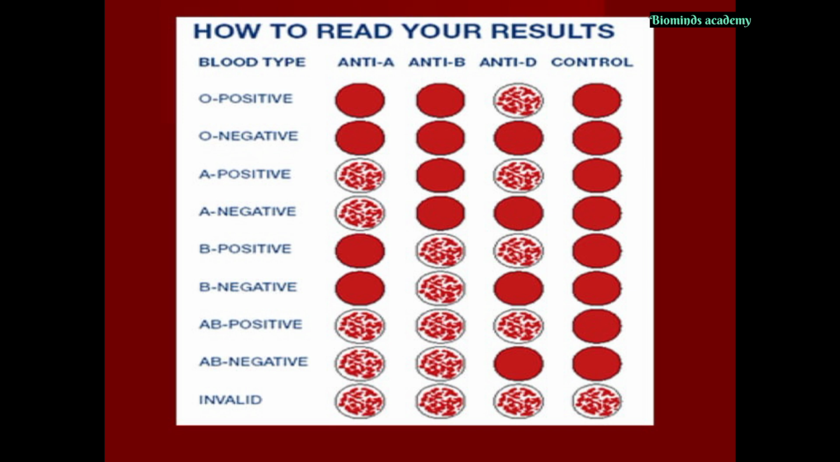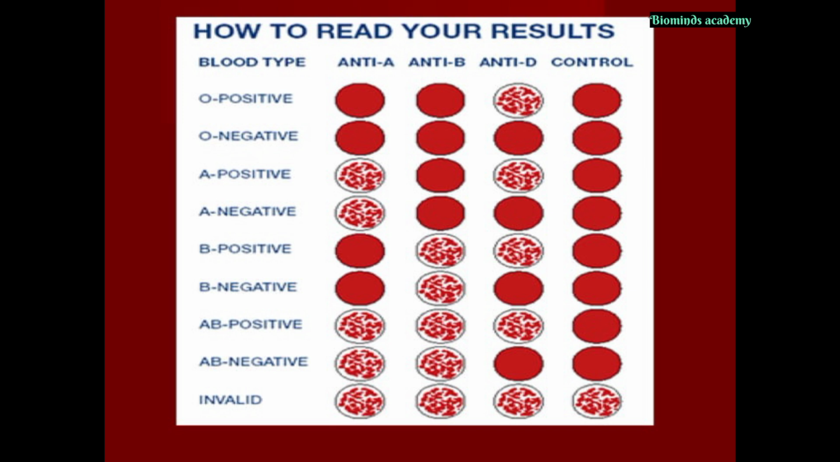This image explains how to interpret the blood typing results using the agglutination reactions with anti-A, anti-B and anti-D, that is RH antibodies. So the blood type indicates the ABO and RH type, that is positive or negative. The columns are anti-A, anti-B, anti-D and the control. Anti-A tests for the presence of A antigen, anti-B tests for the presence of B antigen, anti-D tests for the presence of RH antigen, and the control ensures the test is working properly, and it should show no agglutination.